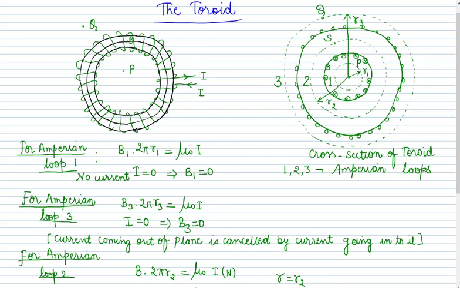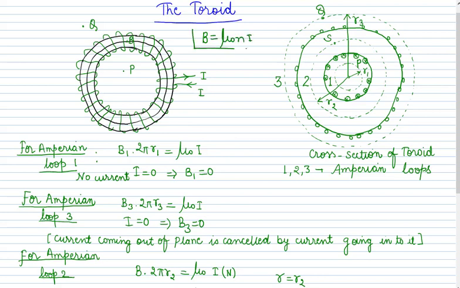And if you go in the toroid itself, between these two solid lines we have the Amperian loop 2. So here we are somewhere at this point P. Here you can take B into 2 pi R is equal to mu naught N I, where N is the number of loops. So we have a similar formula for a toroid. It comes out to be B is equal to mu naught n I.